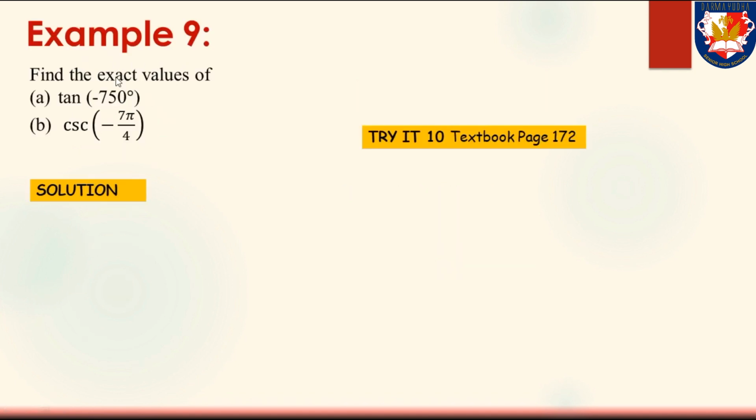Example 9. Find the exact values of A, tangent negative 750 degrees, and B, cosecant negative 7π/4. And here is the solution.